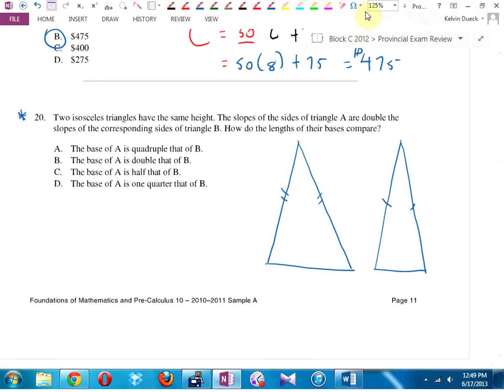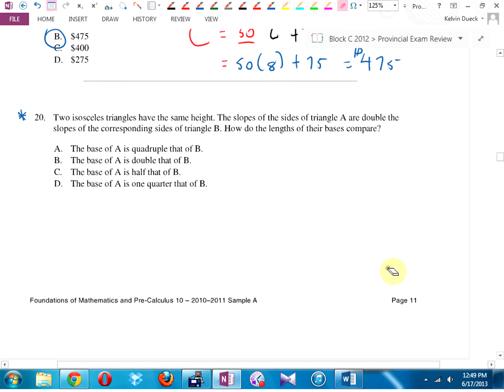I'm going to erase my diagram and do a bit of a better one. The slopes of the sides of triangle A are double the slopes of triangle B. So I'm going to draw triangle B right here. I'm going to try and go same height, that high, and I'm going to look kind of like this. No, you know what? I'm going to exaggerate it more. Whoop, come on. I'm going to go like this.